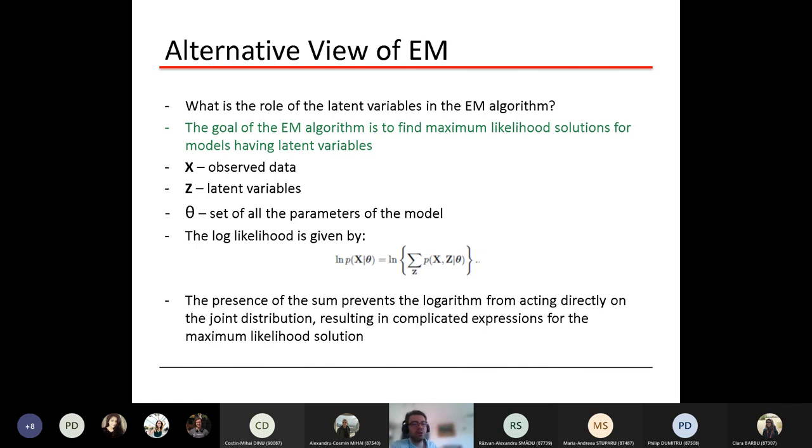The goal for which we introduced this algorithm was to find maximum likelihood solutions for models where we have a latent variable involved. So let's say that right now we have several observed variables, X being the set of observed variables, and several latent variables, Z. And theta is going to be the set of parameters that govern the model, like the parameters for all the observed and all the latent variables. In our case, we had pi, mu, and the covariance matrices.